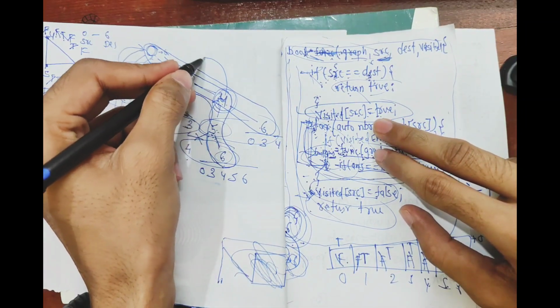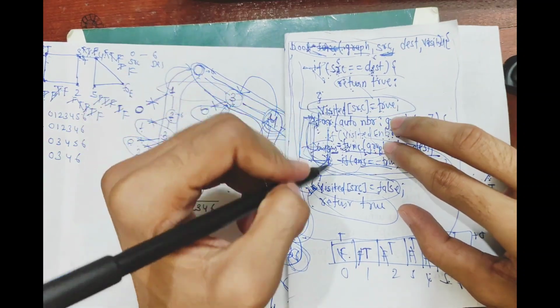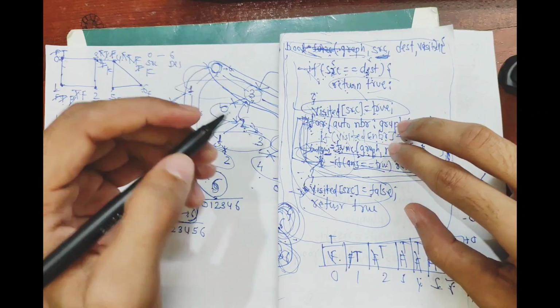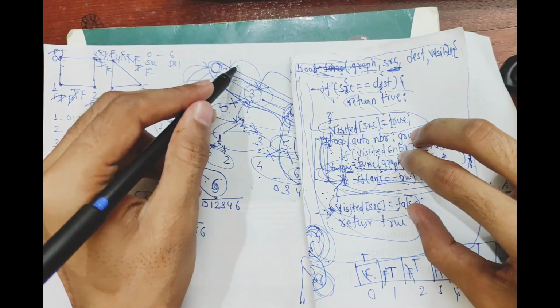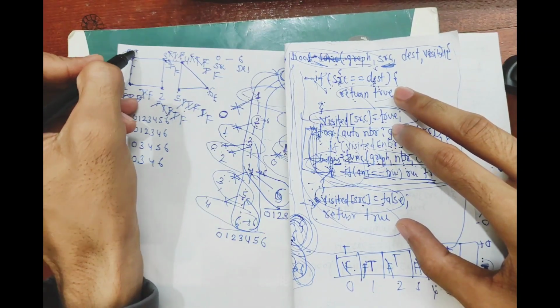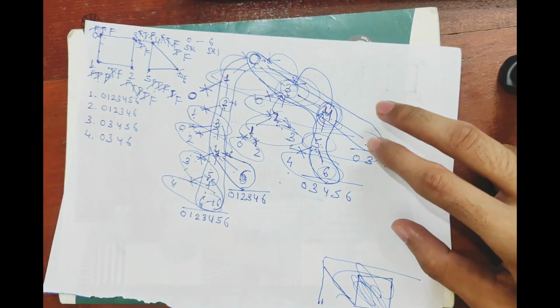Now we move backward to 3. Now all the neighbors of 3 are done, so we will mark 3 as false again, right? Now we are done with 3. Now we backtrack to 0. All the neighbors are done, so we will mark 0 as false again. So yeah, this is actually our dry run.